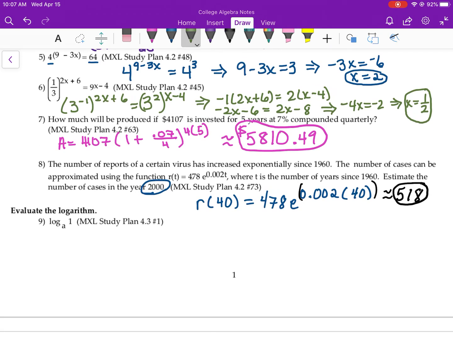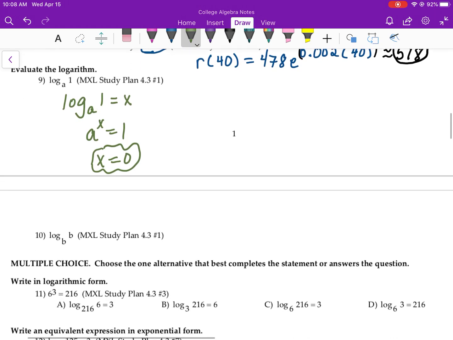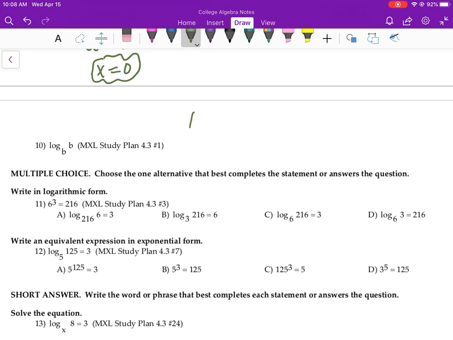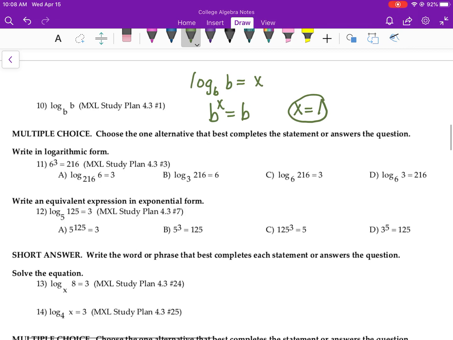Evaluate this logarithm. I'm just going to set it equal to x. So a to the x equals 1. That exponent has to be 0. For number 10, I'm going to also set that equal to x. b to the x equals b. So that exponent has to be 1. You guys have seen problems like this show up? So that's just what that's illustrating.